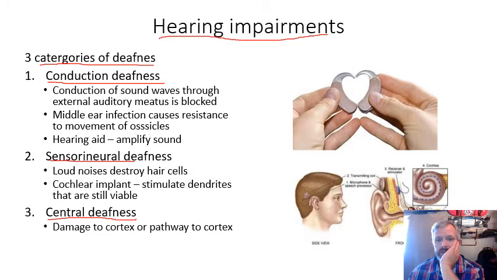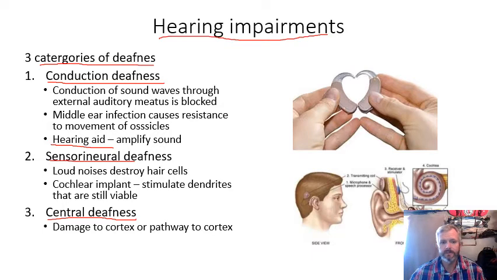So conduction deafness is where you see your classical hearing aids, right? They're blocking in the external meatus. You have a bunch of wax buildup. That's going to affect, as we talked about earlier, the middle ear infections. Those ossicles get fluid around them, and it's going to prevent them from moving. All right, how can we fix this? Well, one is getting rid of the middle ear infection, but we can also amplify the sounds using those classical hearing aids.